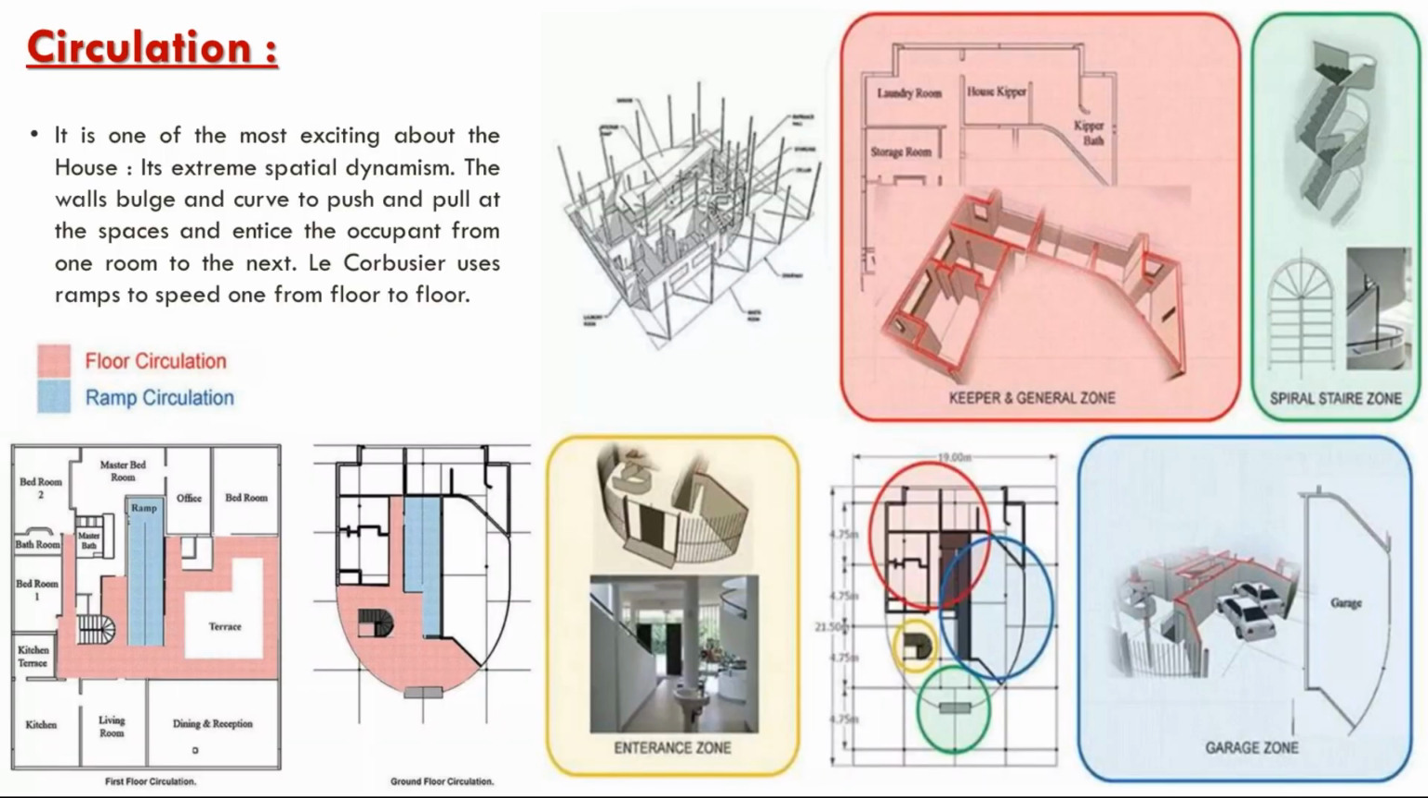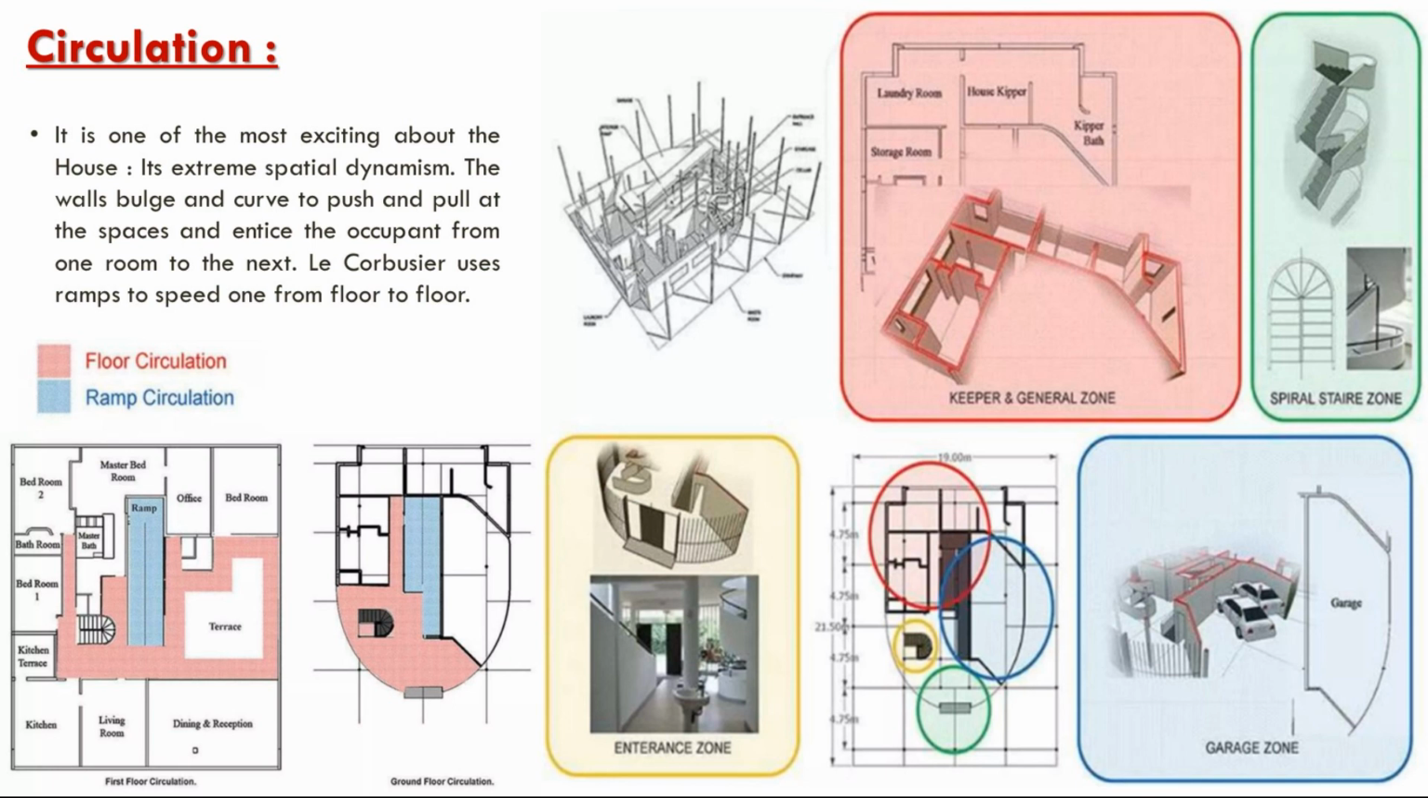Now coming to the circulation, first take a look at this plan which has different circles with different colors. So there are different zones they have catered to, like the red color zone refers to the keeper and general zone. Then the green color circle refers to the spiral staircase zone which is near the entrance. The yellow zone refers to the entrance zone. Then the blue color refers to the garage zone. And if you see on the left hand side there are plants.